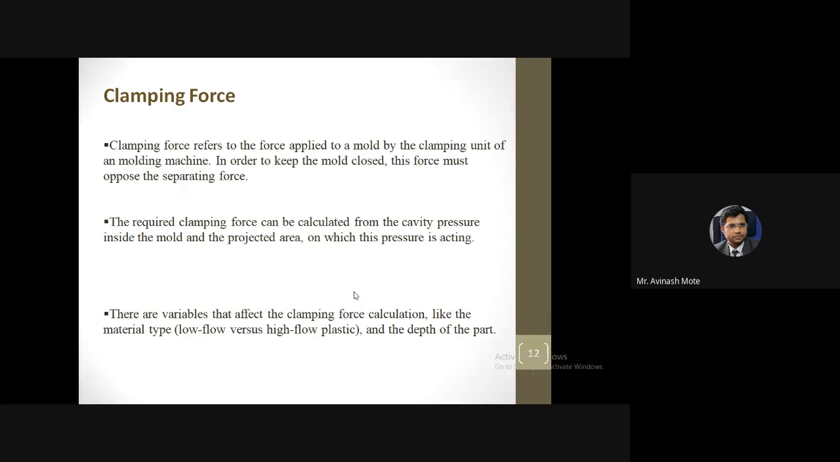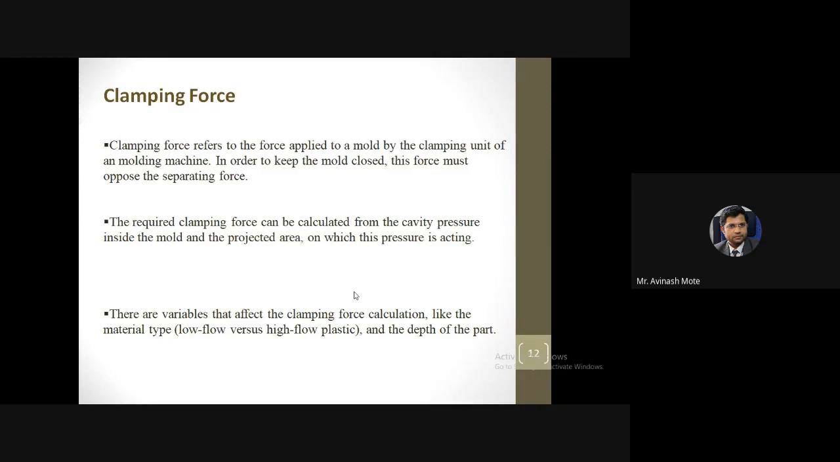The required clamping force can be calculated from the cavity pressure inside the mold and the projected area on which the pressure is acting. So the projected area plays the major role. From the mold cavity we are getting the reverse pressure, so the external pressure should overcome that reverse pressure. We give the pressure on the projected area so that the mold will be closed.